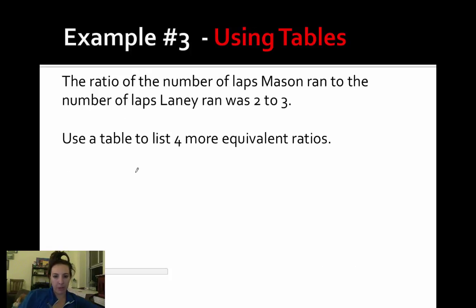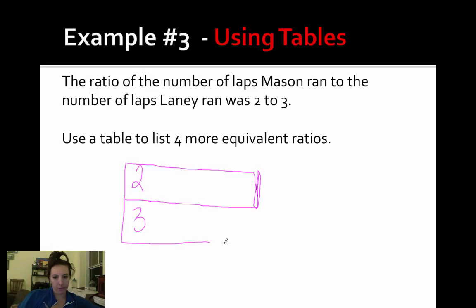All right, so our original ratio is 2 to 3. And let's go ahead and make this a table. So we need to list out 4 more equivalent ratios. This is one way that we can do this. And guys, all of this is just really using multiplication and division. All right. So this is Mason, and this is Laney.